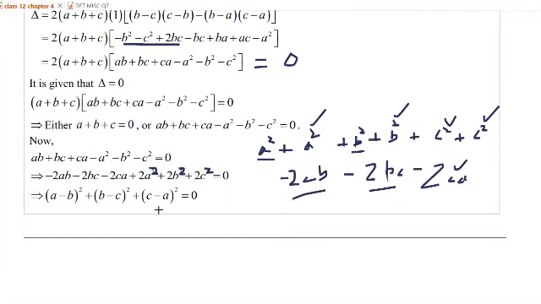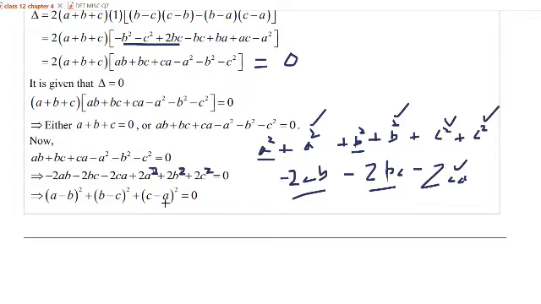So this can be equal to 0 only if A is equal to B. So if A is equal to B, only then this whole thing can become 0, and B is equal to C, only then this whole thing can become 0, and C is equal to A, only then this whole thing can become 0. Otherwise, there is no possibility that this whole thing can become 0. Why? Because square terms can never be negative. So if none of these terms is negative, then how can the sum become 0?